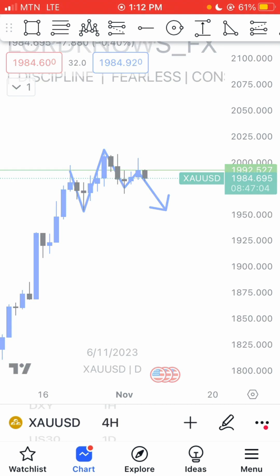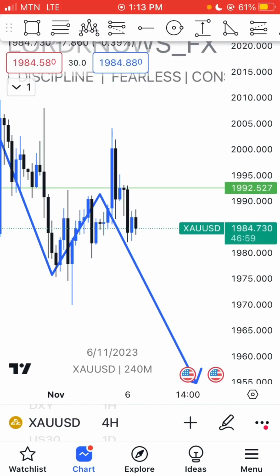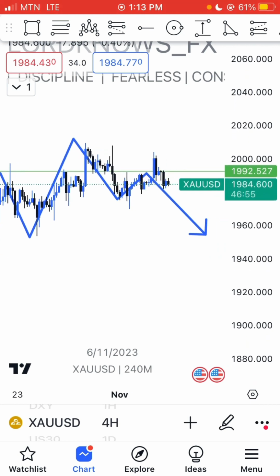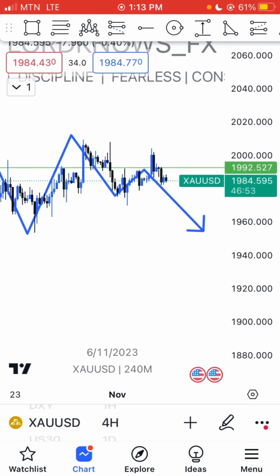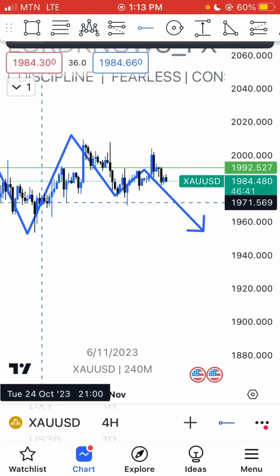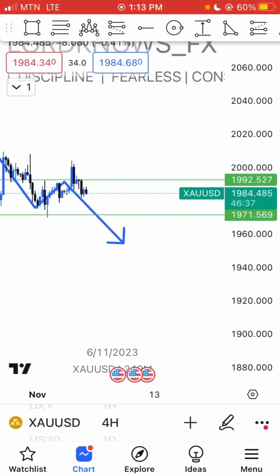So now let me go down to the 4-hour time frame. This is how the picture looks on the 4-hour time frame. But I would say my overall bias on gold is a buy. It's a buy. But today there would be a little bit of selling. So I'm expecting gold to sell to this zone. When it gets to this zone, then I'm going in for a buy.